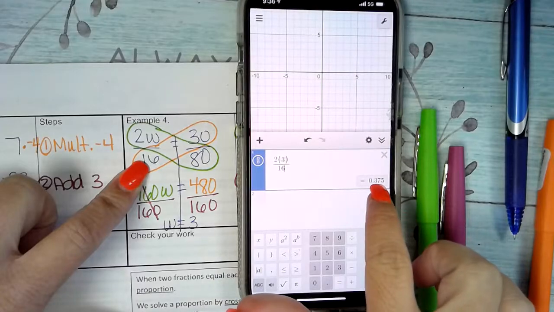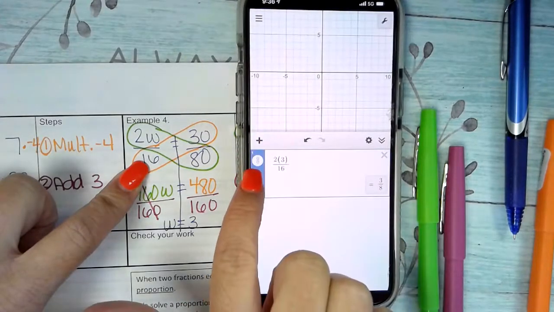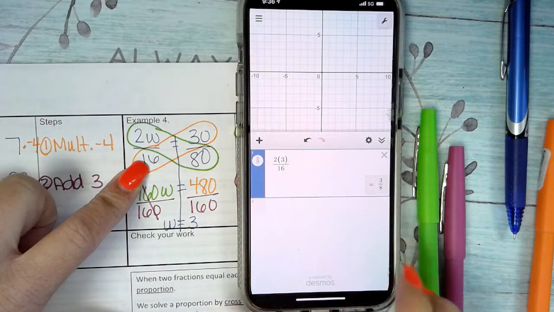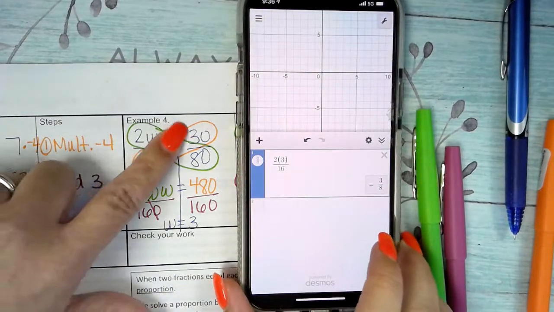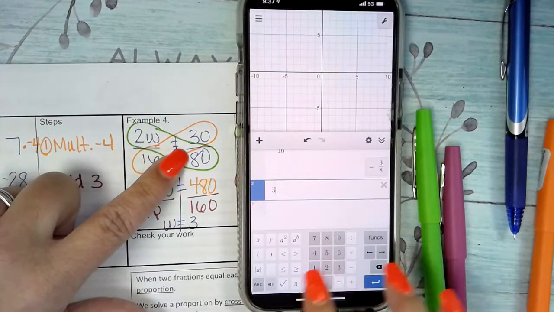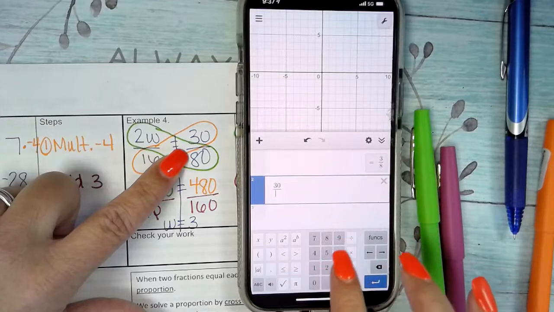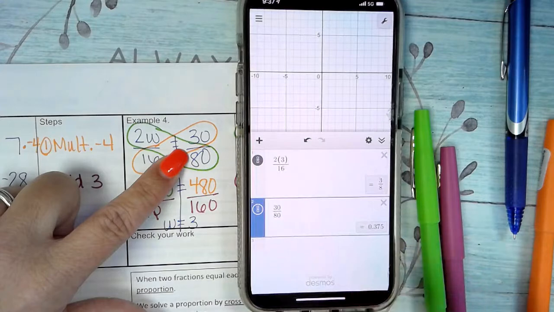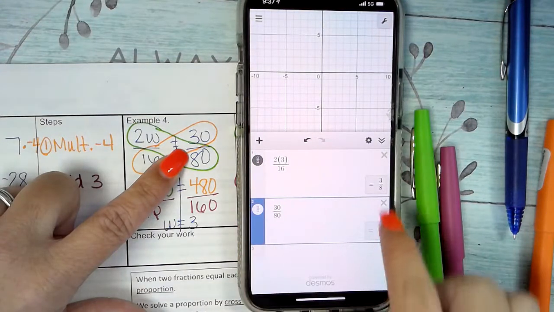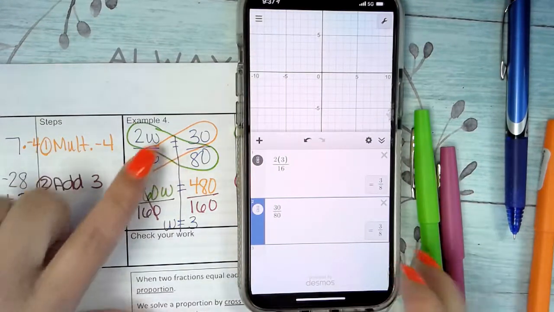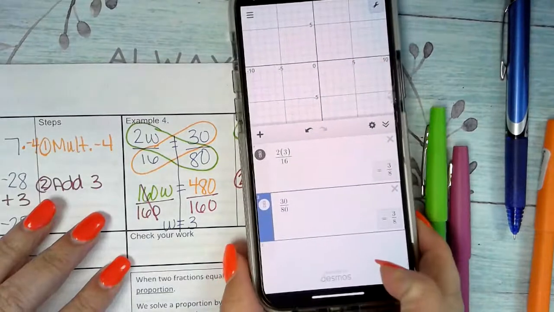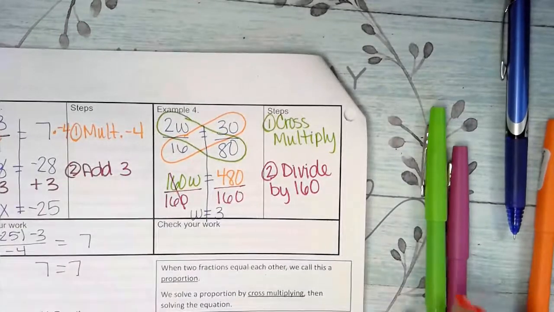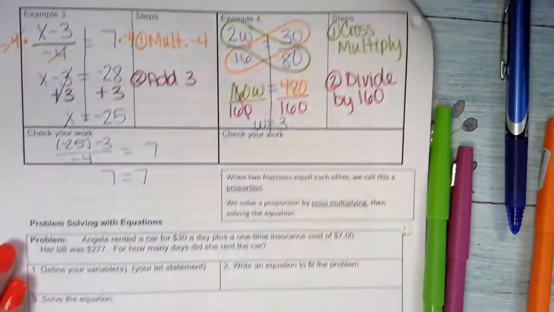In order to get it to be a fraction, if I push that fraction button right there, it will switch it over to a fraction, and that is 3/8. This is 30 over 80. So let's see if that does reduce down. 30 over 80 again gives me a decimal. So if I change it, it will give me a fraction, and those two fractions are the exact same. So I know that I have got that correct. So that's what you would have wrote right here.